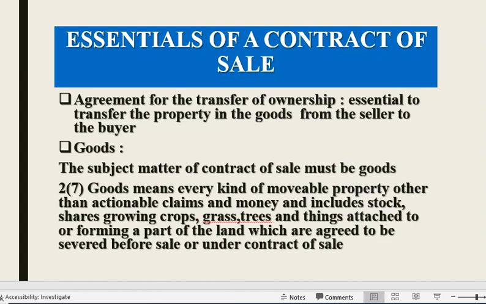Section 2 subsection 7 of the Sale of Goods Act has defined goods. Goods means every kind of movable property, property which could be taken from one place to another, but it does not cover immovable property. It also does not cover actionable claims and money. It includes stock, shares, growing crops, grass, trees, anything forming part of the land but which could be cut and sold under the contract of sale or agreement to sell is covered under goods.